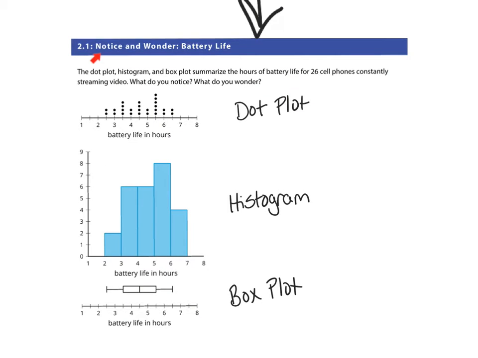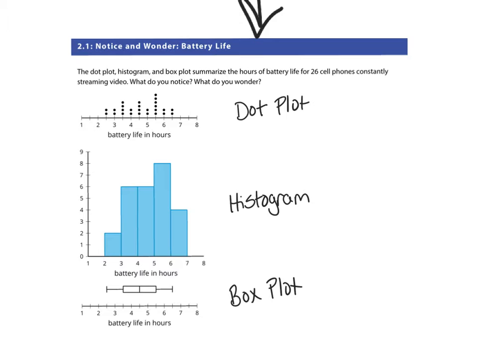In your first activity, you're doing a notice and wonder. This is looking at the battery life of 26 cell phones, but before you do anything, I want you to label. We have a dot plot, a histogram, and a box plot. Once you do that, answer the questions, what do you notice and what do you wonder? Start again when you're ready.